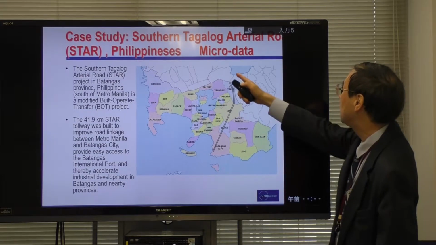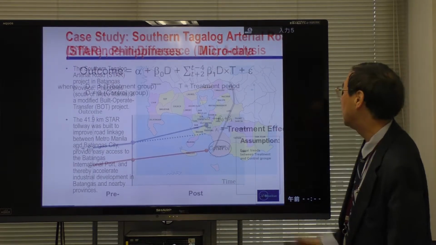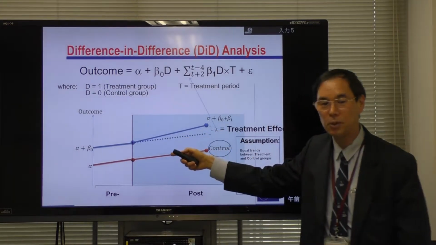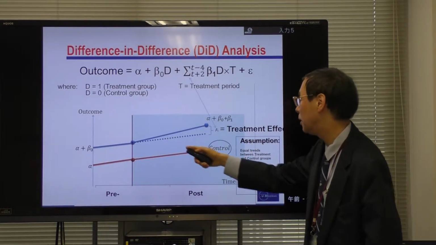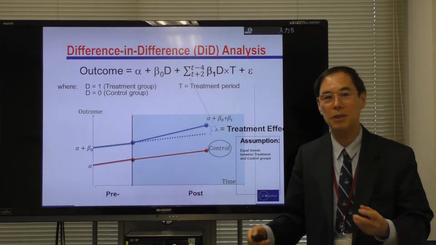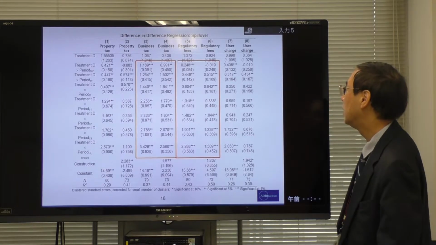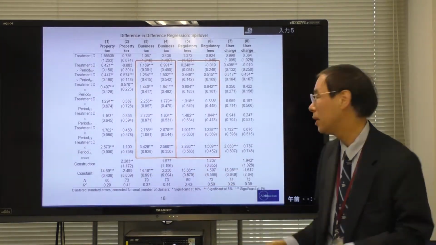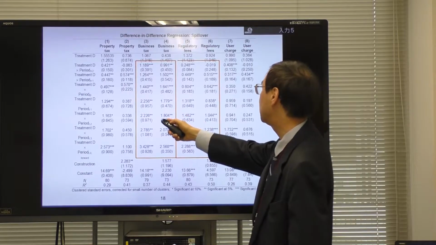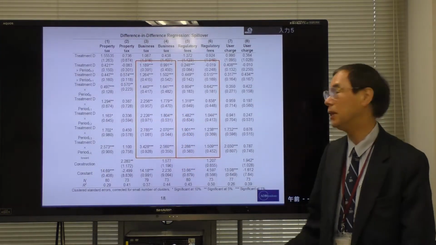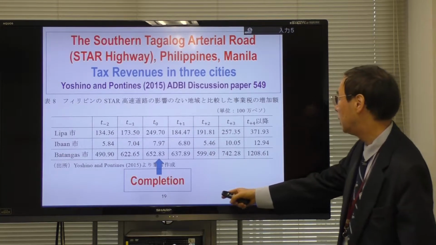And this is a case of a Philippines highway, the Tagaytay-Alfonso road. We have looked at the impact of those highways compared to other regions. If this slope is very high, that means the highway had a very significant impact. And this shows that after the connectivity with other roads has been completed, business tax, regulatory fees, and property tax revenue have increased in the region.